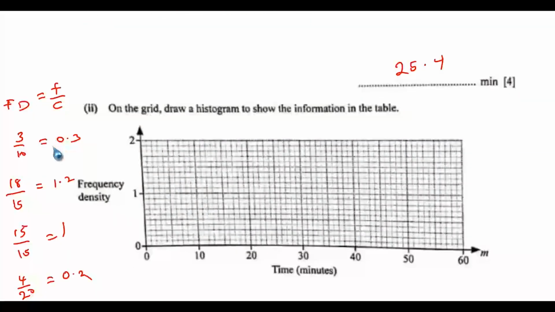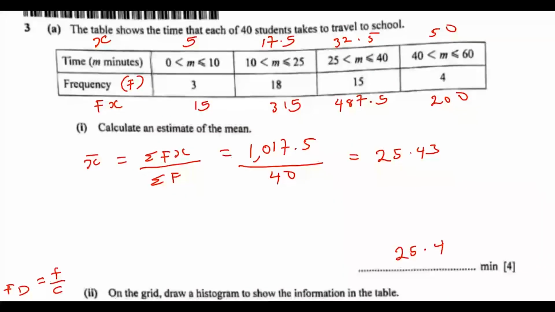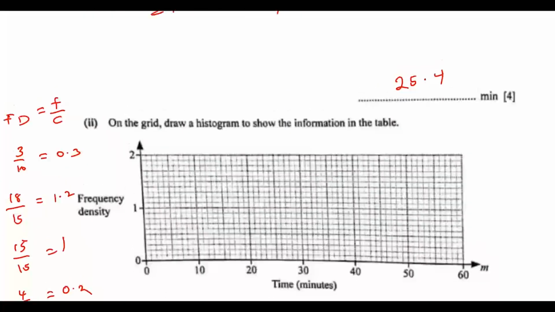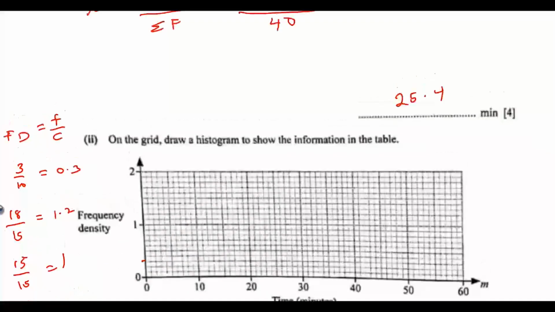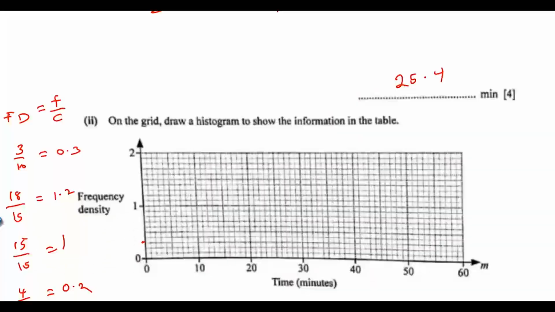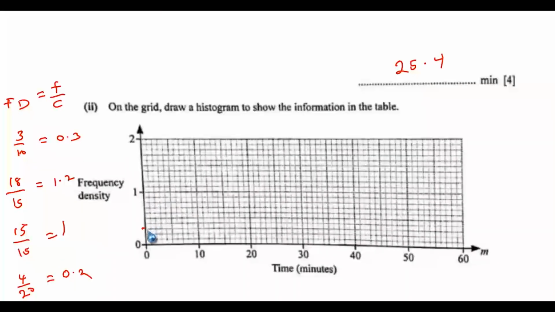Now we need to plot this against the given minutes, that is time. When the frequency density is 0.3, that is, this is 0, 0.1, 0.2, 0.3 is here. The class size is between 0 and 10. That's the first one, so we can do something like this. Then let's take this down like this. That will be the first one.